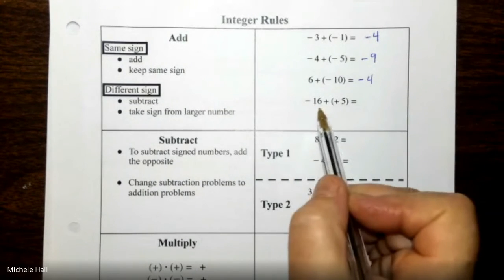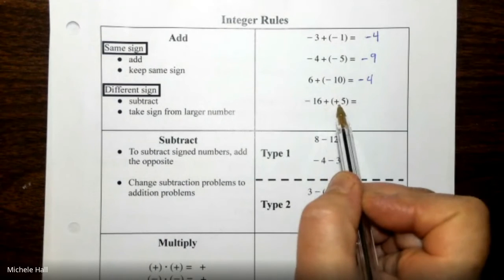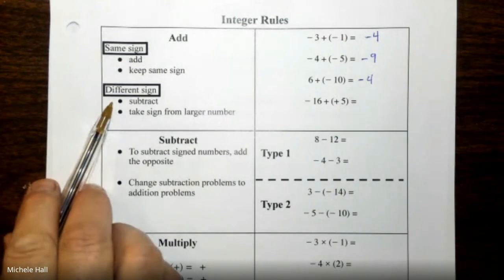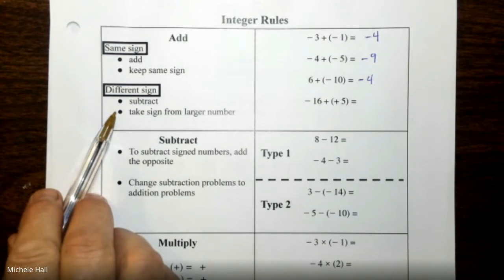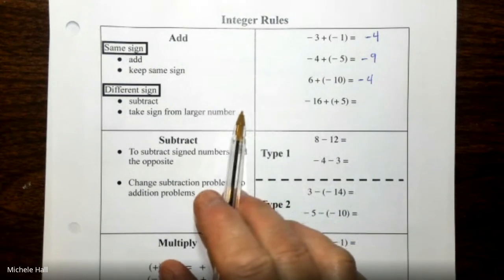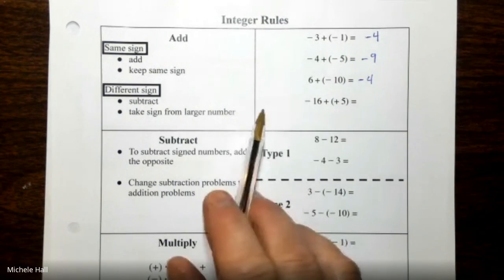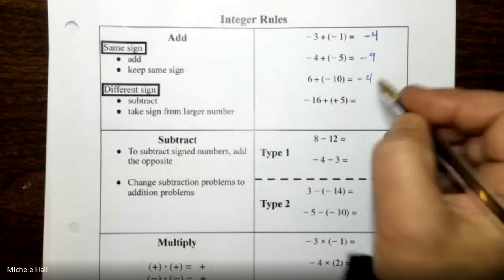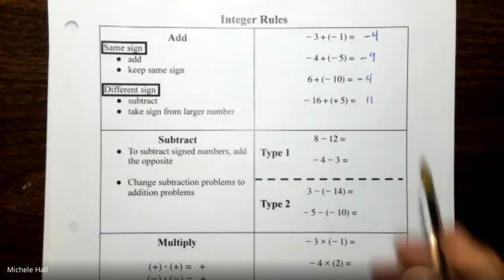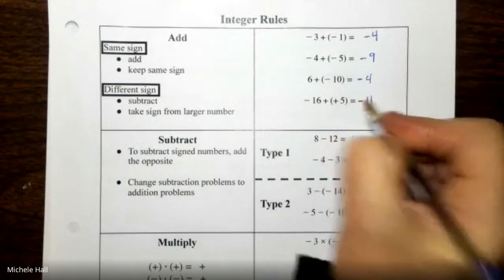Finally, we have -16 plus +5. I'm adding a negative and a positive. I'm adding different signs. Therefore, I'm going to subtract and take the sign from the larger number. On this problem, I'm going all the way to negative 16, and then I've got to go back in the positive direction. I'm going in two different directions. I'm going to subtract them. 16 minus 5 is 11. And then I'm going to take the sign from the larger number. From 16, which makes it a negative 11.